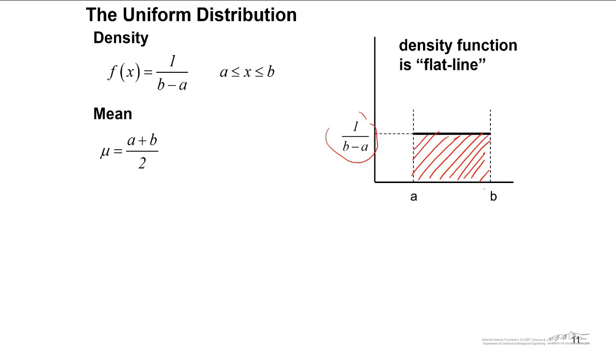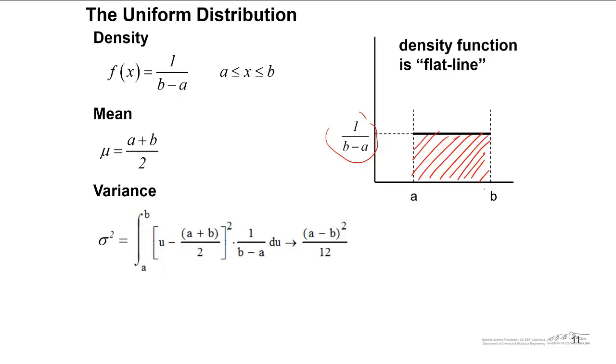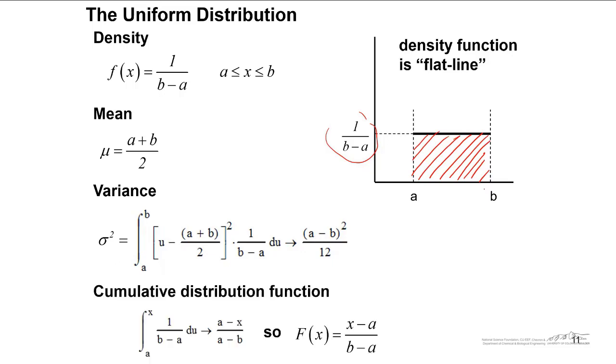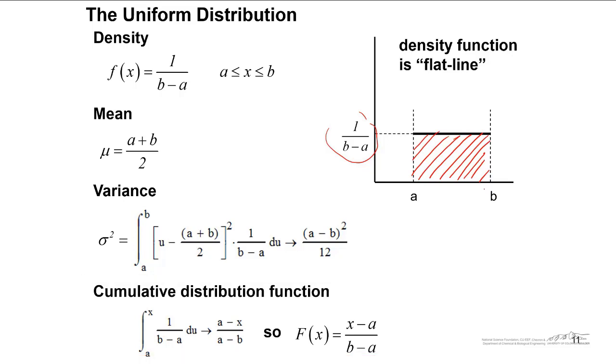The mean of this would be a plus b over 2, and the variance is given by a minus b quantity squared divided by 12. We can also determine the cumulative distribution function by integrating that, and we get x minus a divided by b minus a.